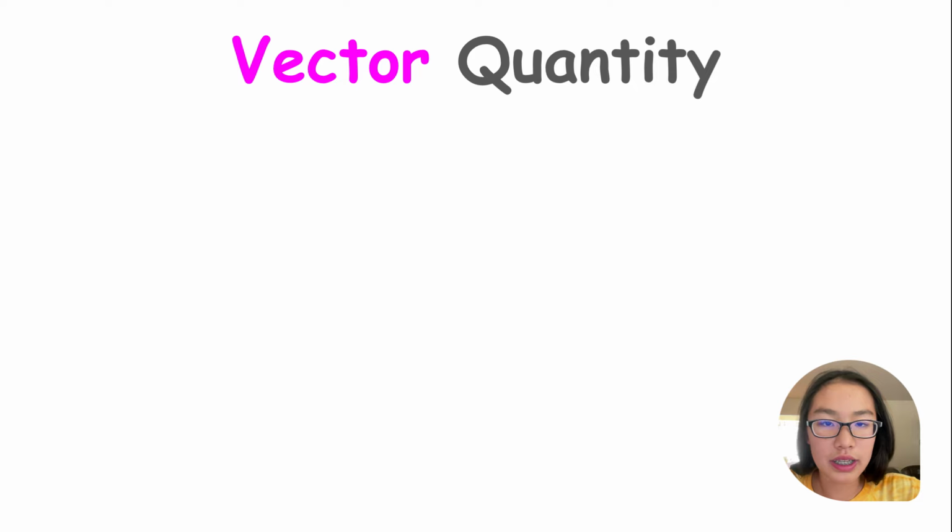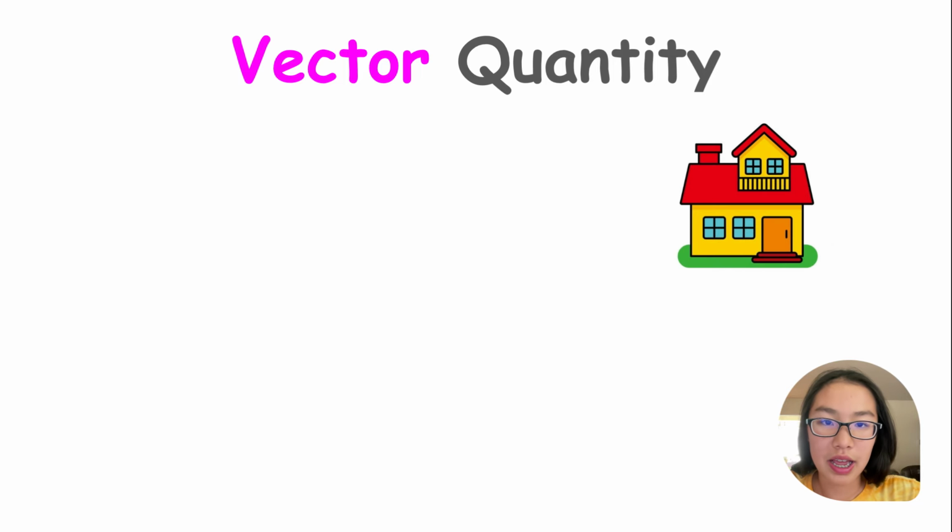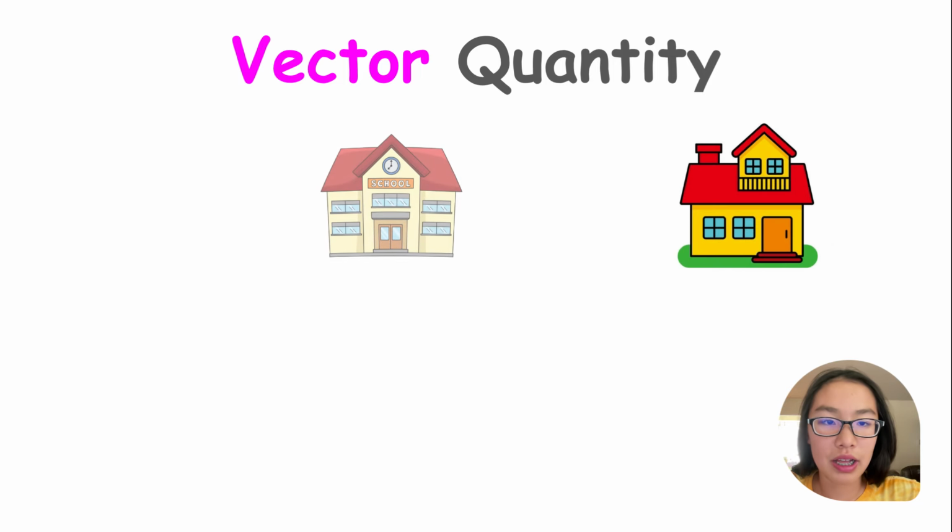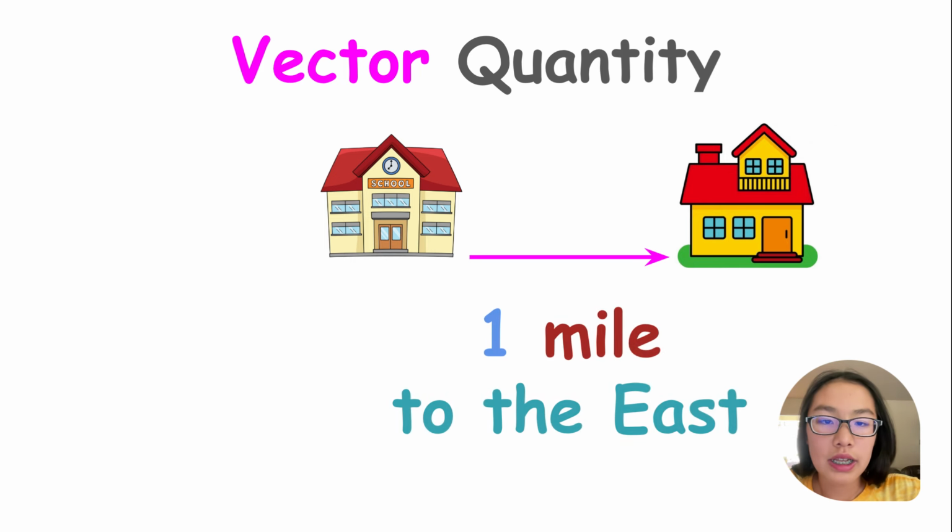Besides scalar quantities, we have a second type called vector quantities. For example, I want to describe the location of my house. I can say, my house is located 1 mile to the east of my school. 1 mile to the east is also a physical quantity because it can be measured. But this quantity has a little more information.